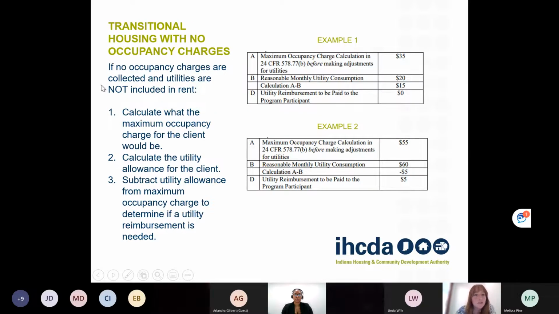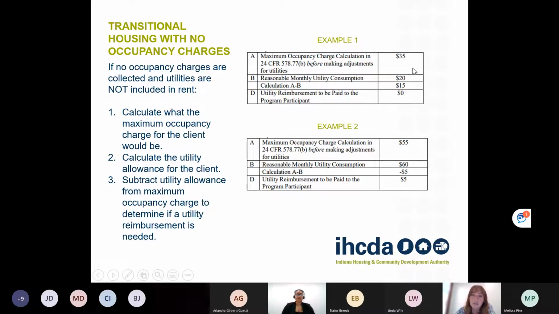And then really quickly, since things can be a little bit different with transitional housing, I will go over that as well. Transitional housing programs are not required to charge occupancy fees, but when you are calculating if the client should receive a utility reimbursement, you should consider what the full occupancy fee would be if it were imposed. So in these examples, we would calculate the maximum occupancy charge that the client could be charged, and then we will go through and calculate the utility allowance.